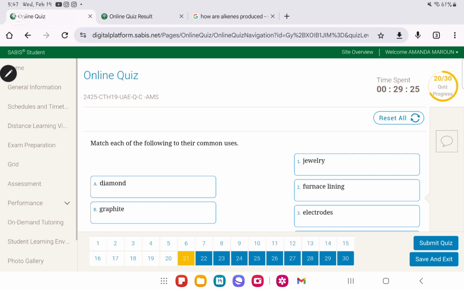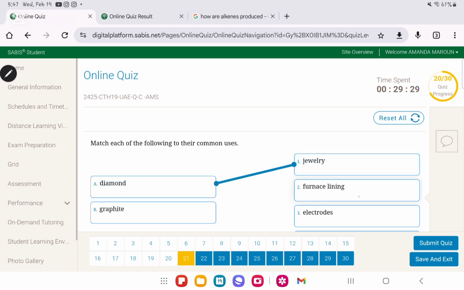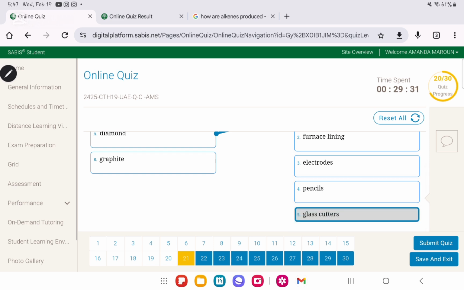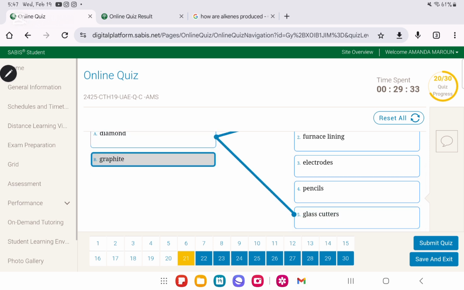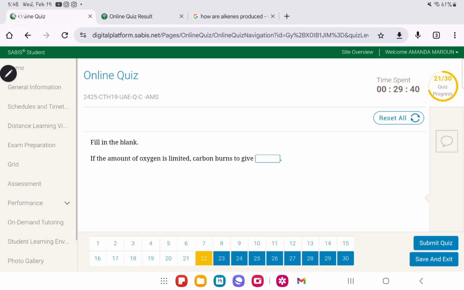Okay, now diamond. What do we know about diamond? Diamond is used for jewelry. It's also used for glass cutters. Graphite, on the other hand, is used for pencils, electrodes, and furnace linings. We move on to question number 22.